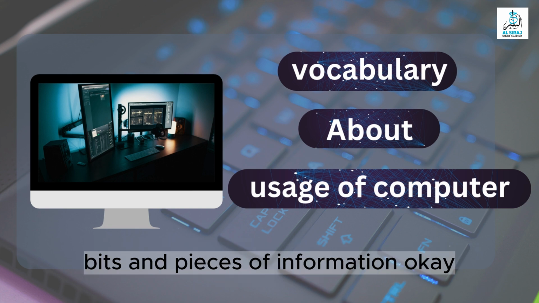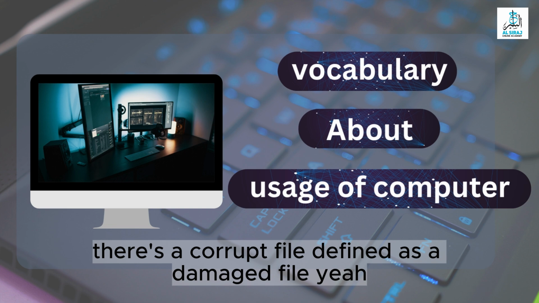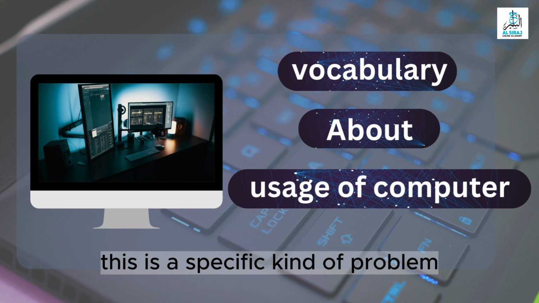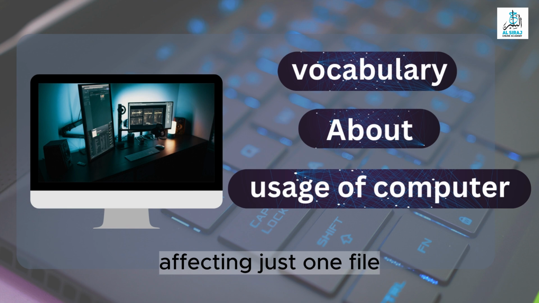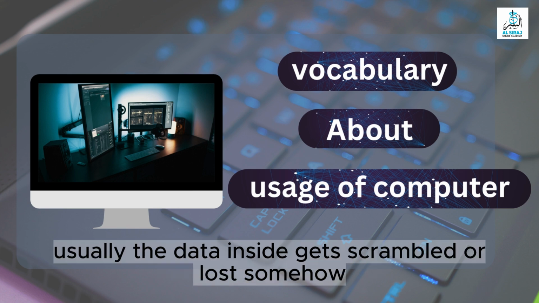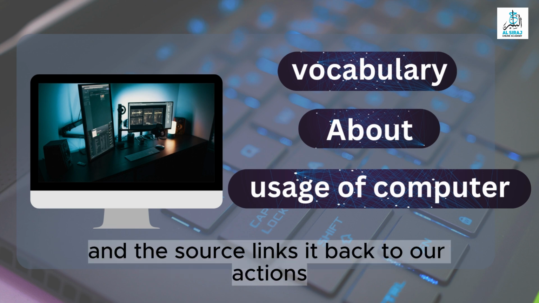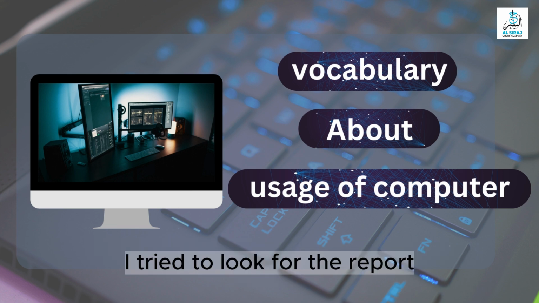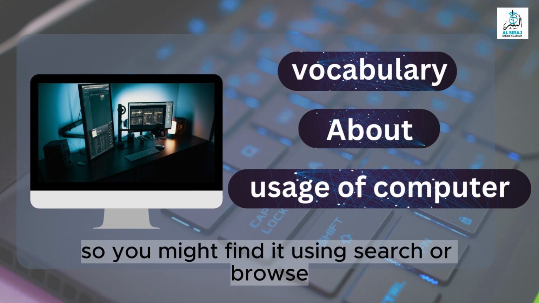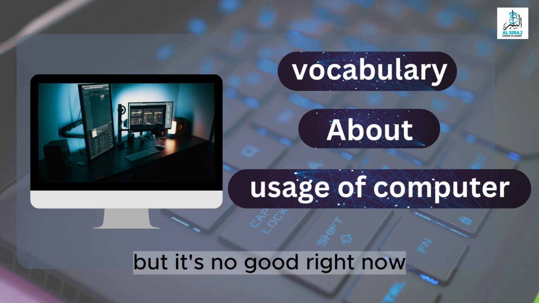Okay. On the flip side, there's a corrupt file, defined as a damaged file. Yeah, this is a specific kind of problem, affecting just one file usually. The data inside gets scrambled or lost somehow, making the file unusable. And the source links it back to our actions. I tried to look for the report, but it seems like a corrupt file. So you might find it using search or browse, but it's no good.